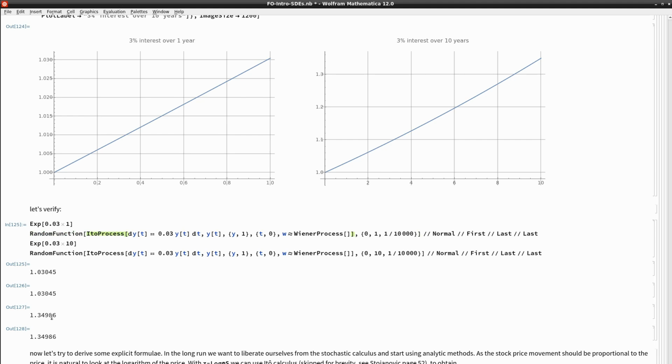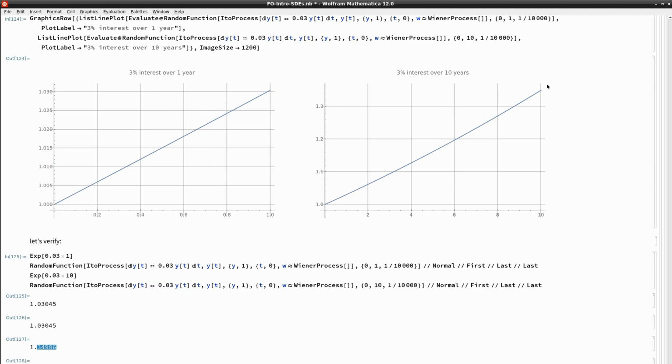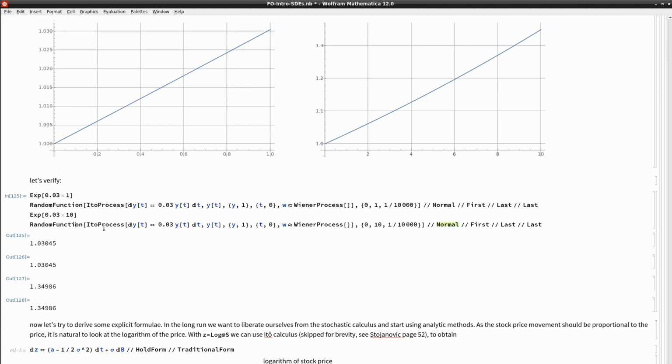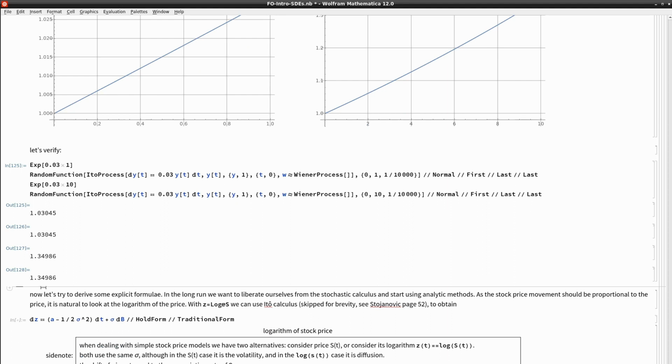All right, and for 10 years we get 1.35. You see that number here where the blue curve ends after 10 years. And we have recreated it as an Ito process, deterministic 3%, no random noise, we get the same number back. So it seems we have a fairly good equation here. This SDE seems to be doing what we expect. If there's no noise, it's deterministic interest rate compounding.